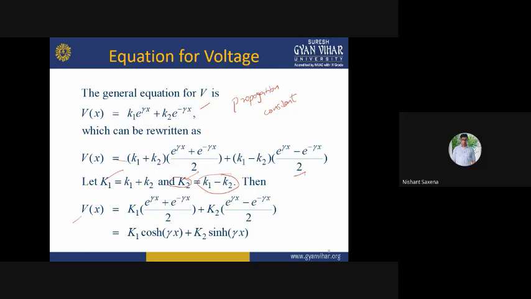So I can rewrite this equation as V(x) equal to K1 into (e to the power gamma x plus e to the power minus gamma x) by 2 plus K2 into (e to the power gamma x minus e to the power minus gamma x) by 2. Now, how does this equation look? This is nothing but cosine hyperbolic and sine hyperbolic functions. Cosine hyperbolic is equal to e to the power x plus e to the power minus x upon 2, and a similar form has been used here. That's why I can write the voltage equation as K1 into cosh gamma x plus K2 into sinh gamma x.